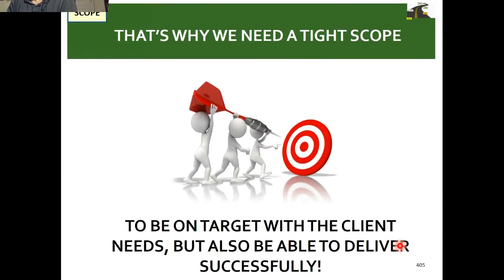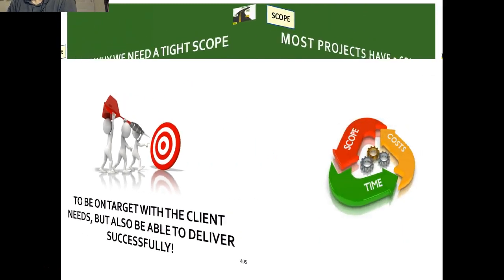So that's why we need a tight scope to be on target with the client needs, but also be successful in delivering the deliverables successfully. So it's not just about your business, but also managing and delivering on client expectations. So critical to that triangle of trust, relationship, and great work. You do it well, and guess what? You're invited back to the party, and that's what we want to do, is repeat business.